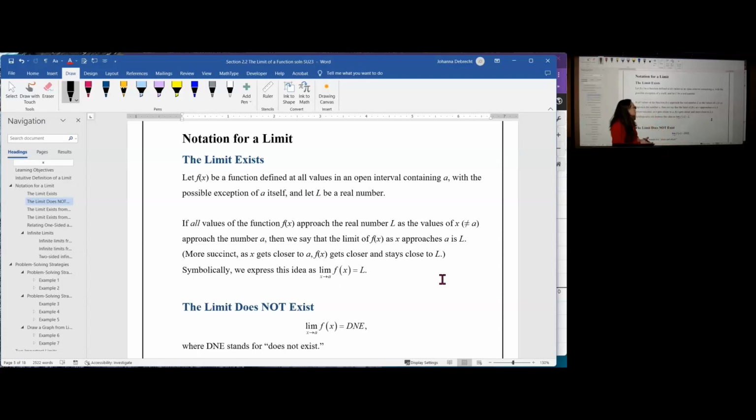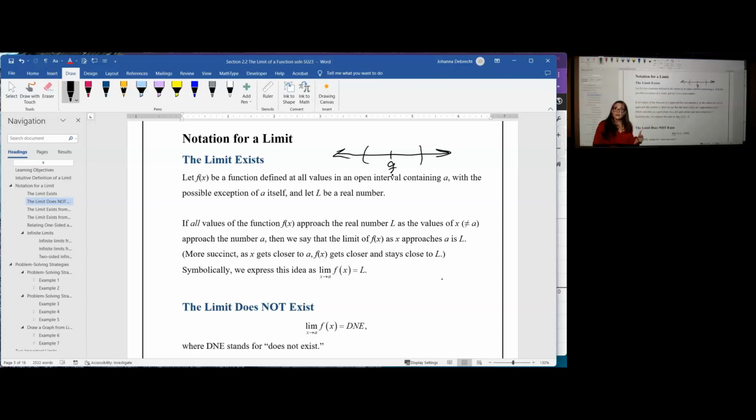Right? Let's now make this a little bit more formal. We're going to let f be a function defined at all values in an open interval containing a. In other words, on the number line, we have a, and I know that around a, the function is defined. However, at a itself, we don't know if it's defined. It might be, it might not be. That's the exception of a itself.